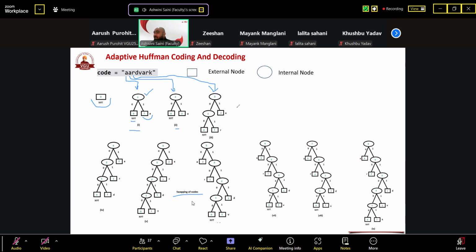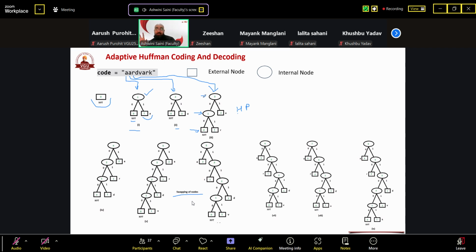Then thereafter, we are checking the Huffman property. Is it satisfying? The Huffman property means left to right is in ascending order. Here we are checking weight 0, weight 1. These are in ascending order, no issue. Here we have weight 1, weight 2, in ascending order, we are fine. Here we have a weight 3, we are all set. So no swapping is needed for this.